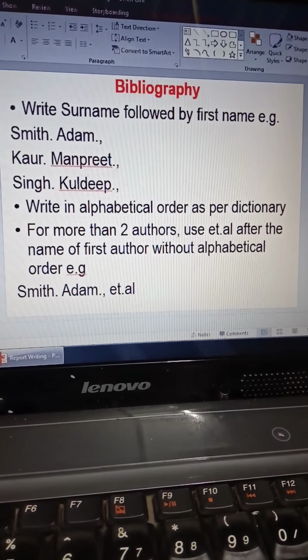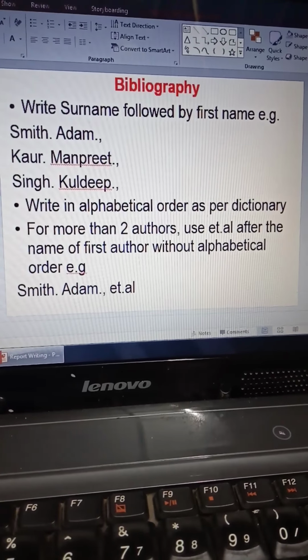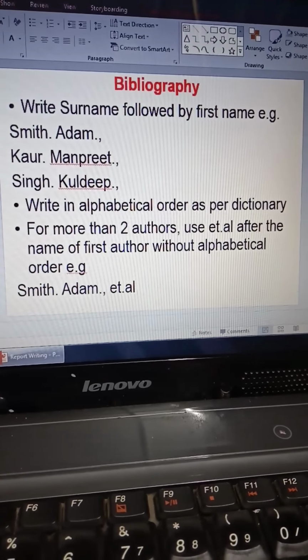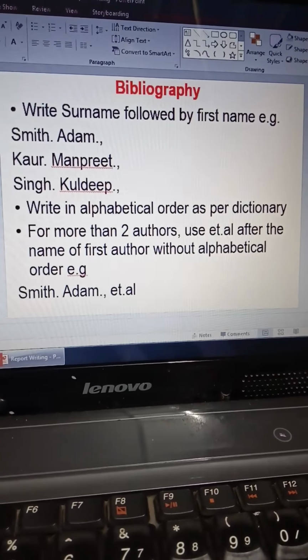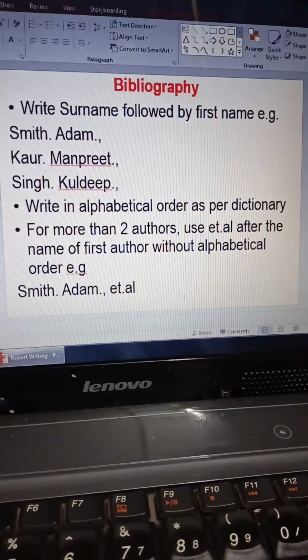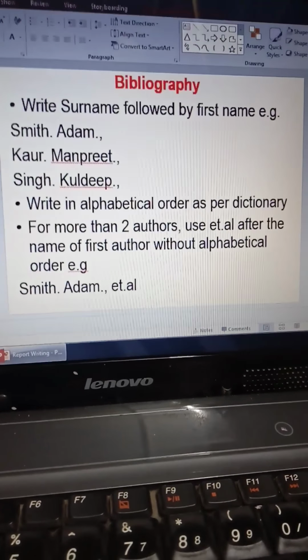So therefore, it is very essential that the bibliography page is properly written without any complications and without any mistakes. So please be careful when the bibliography page is uploaded.